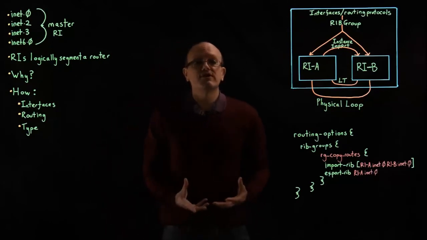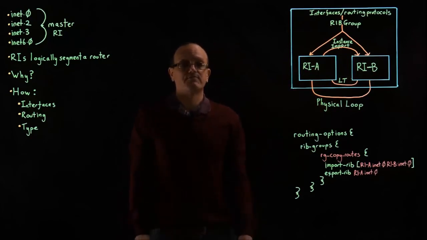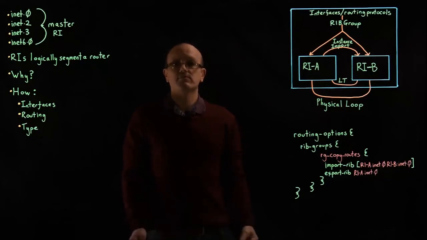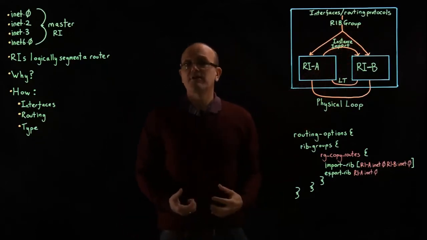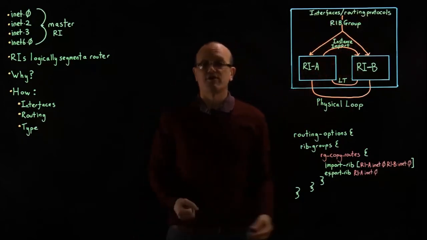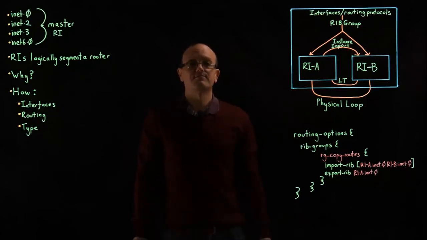But maybe we want these routes to populate more than one routing instance. And we can do that by using RIB groups. So what we do is we configure a RIB group and we associate it with the source of the routes that we want to send to multiple routing instances.